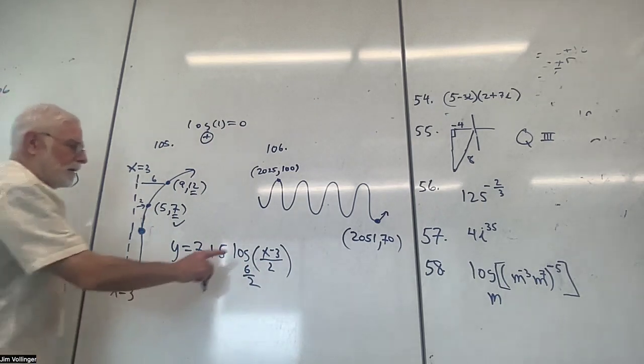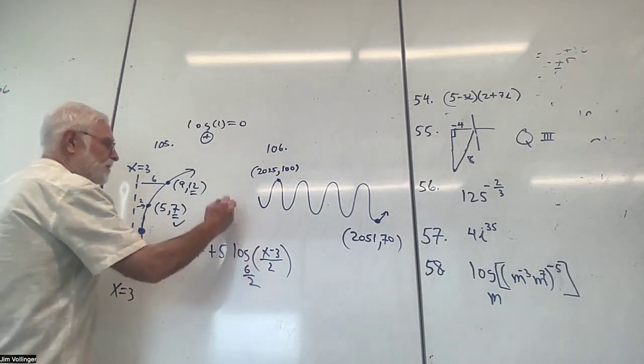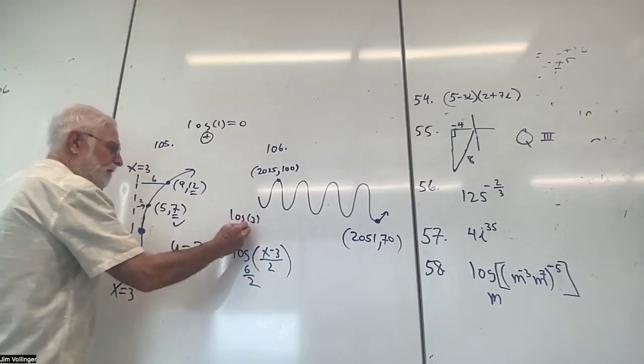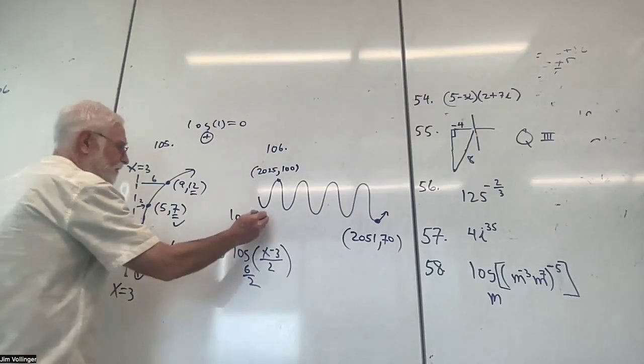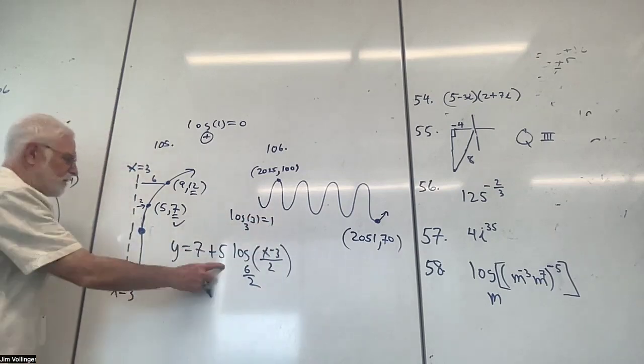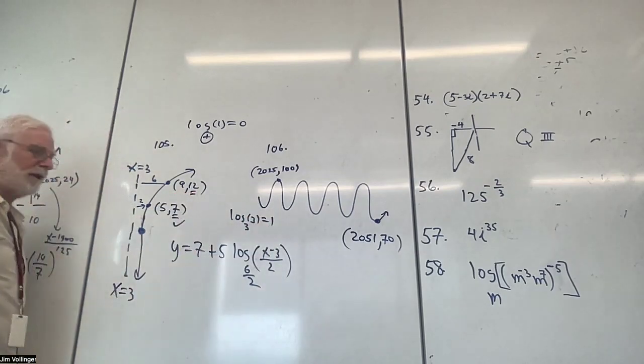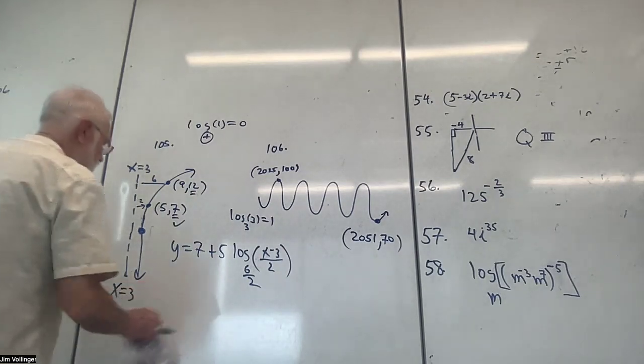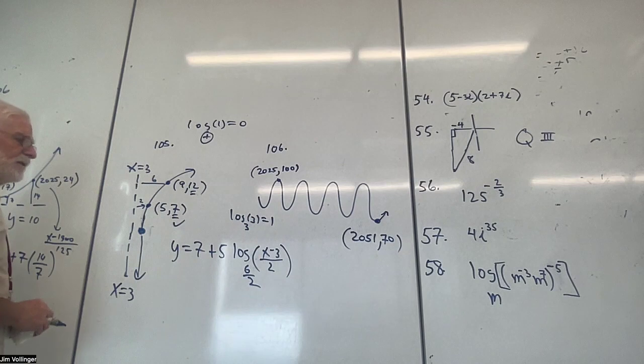So let's put 9 in here, which gives me log of 3. That's a base of 3. We've done enough logarithms. Everybody in the room knows that's 1. 1 times 5 is 5 plus 7 is 12. And we always want to try to deepen our understanding. So can you give me this coordinate? If you pause the video, can you give me that coordinate right now?